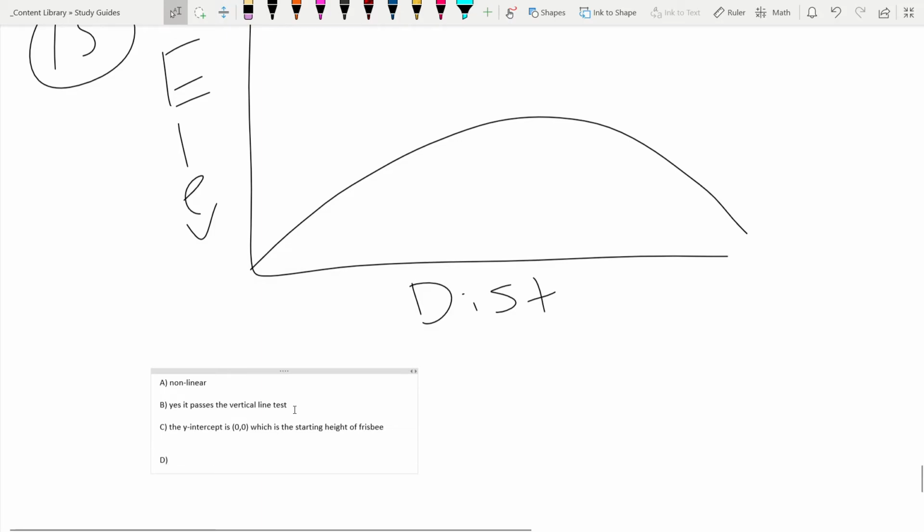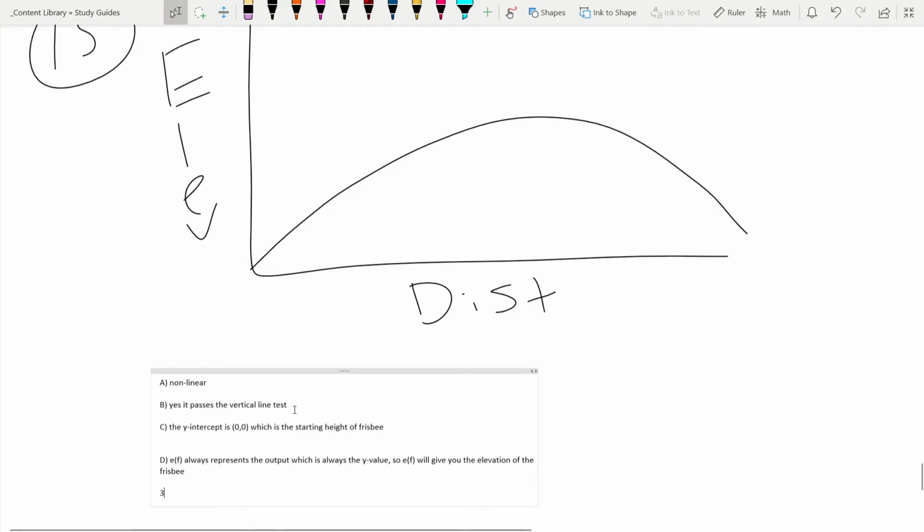All right, D then asks, they give you the equation, and they want to know what does E of F represent. Remember, E of F is function notation, so they're not asking what F is, they're asking what E of F is. And that part, E of F, always represents the output, which is always the Y value. So the Y values in this scenario is elevation. So E of F will give you the elevation of the frisbee.